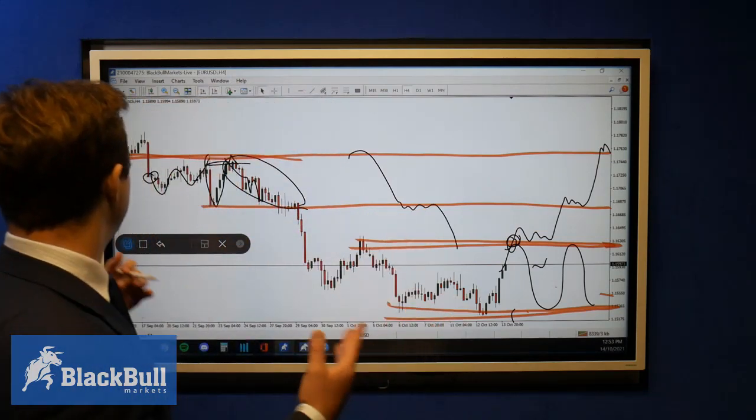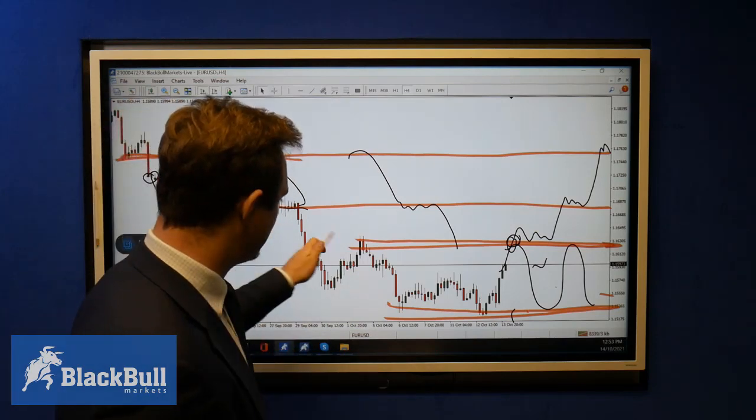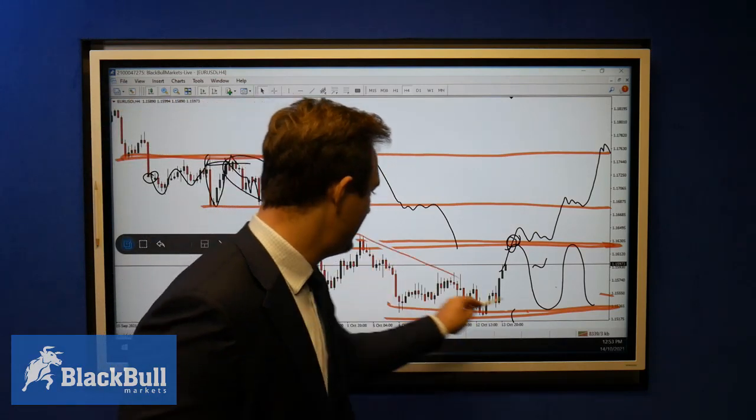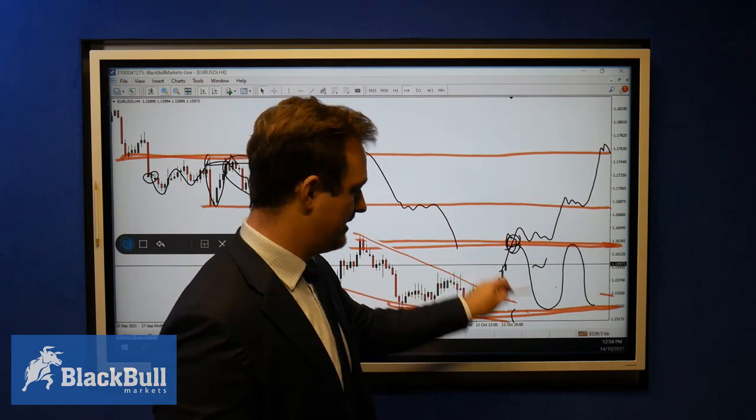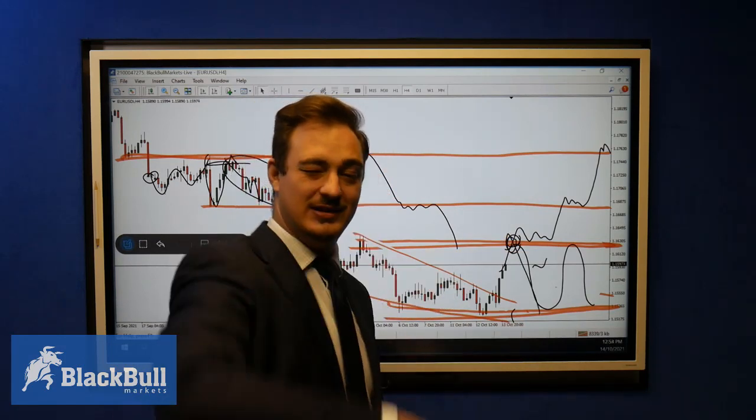So, bit of an update here. Euro USD, we've got this nice wedge. We had a breakout. Let's see if we can jump back on board either to the upside or potentially back to the downside, guys. Stay tuned, trade safe.